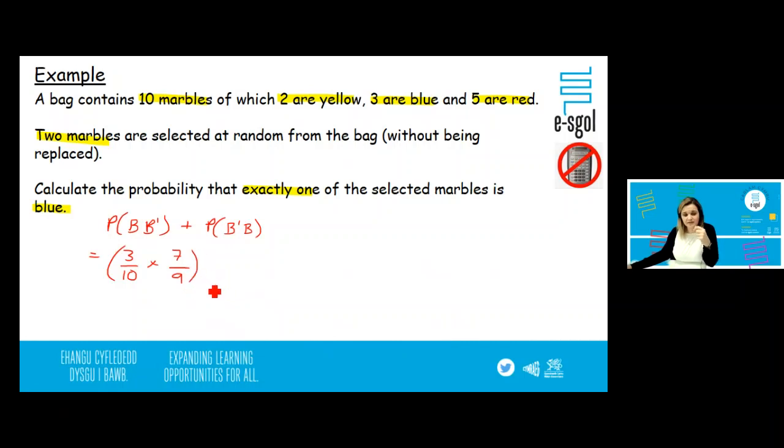So there's now only 9 left in the bag. So 3 over 10 multiplied by 2/9 for that one. And then for the other section, not blue first. So there's 7 that are not blue out of 10 to start with. And then to get a blue, there's 3 of them that are still blue in the bag, but there's now only 9 in there. Okay, so those are our calculations we need to do. So 21/90, add another 21/90. So your answer overall, 42/90.